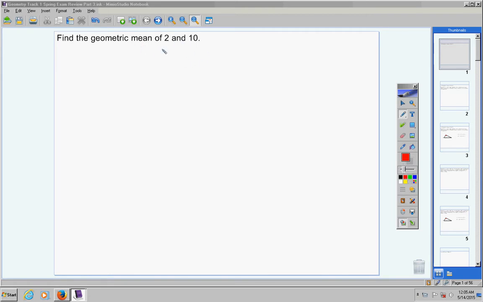Now, if I told you to find the geometric mean of 2 and 10, there's two ways to do it, and you really need to know both ways. There's a reason why, because sometimes I will give you the geometric mean, and you'll be missing one of these numbers. First of all, the geometric mean of two numbers is the square root of those two numbers being multiplied. So if I told you to find the geometric mean of 2 and 10, you multiply those two numbers and take the square root of them.